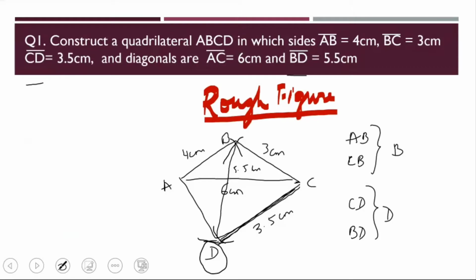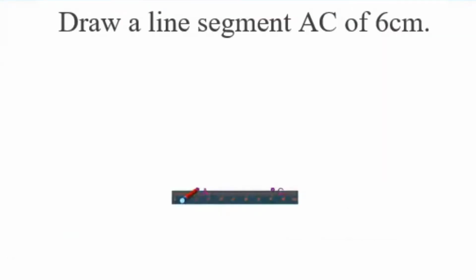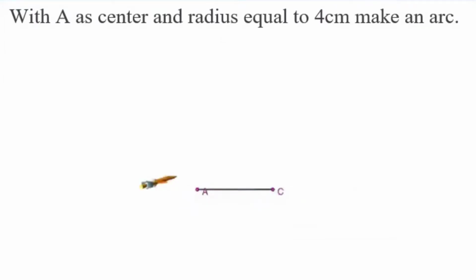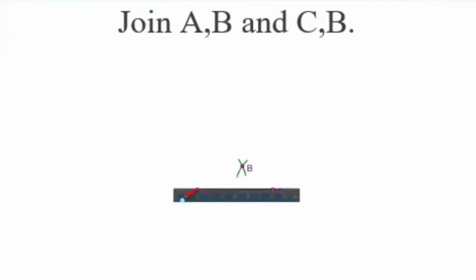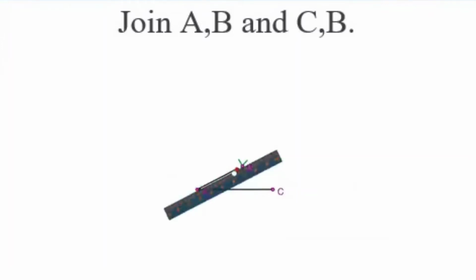So let us see the steps of construction properly now. So I draw AC equal to 6 centimeters first of all. Then I need to find out point B. So as I had told you, with A as center and radius equal to 4 centimeters, I will cut an arc. Then with C as center and radius equal to 3 centimeters, I will cut another arc to intersect the previous arc at point B. So I have got point B. I will join AB and I will join BC. So I have got the top portion of the quadrilateral ABCD.